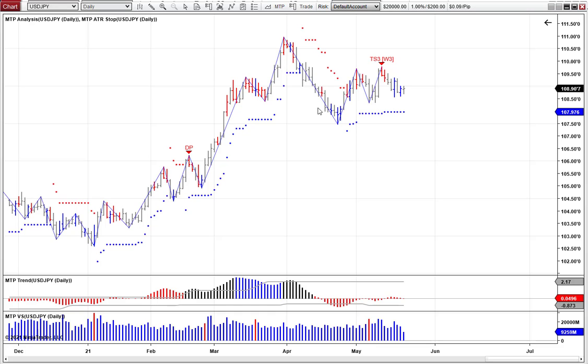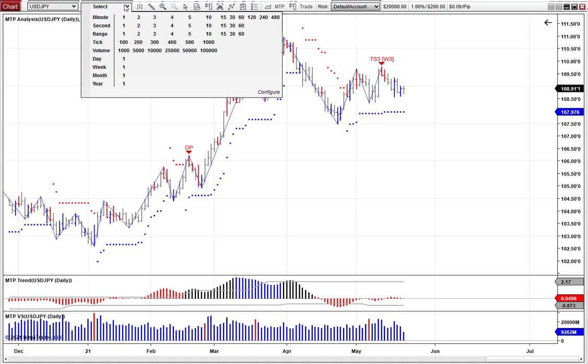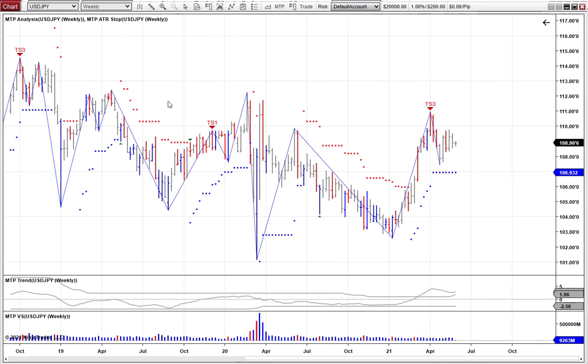So this is step one with MTPredictor. Step one is where we go to the higher time frame chart. The higher time frame chart is a chart between 3 and 5 time frames higher. So this is an example on a daily chart of the US dollar Japanese yen. A higher time frame from the daily would be the weekly. So if we go out to the weekly, here we have the higher time frame chart.